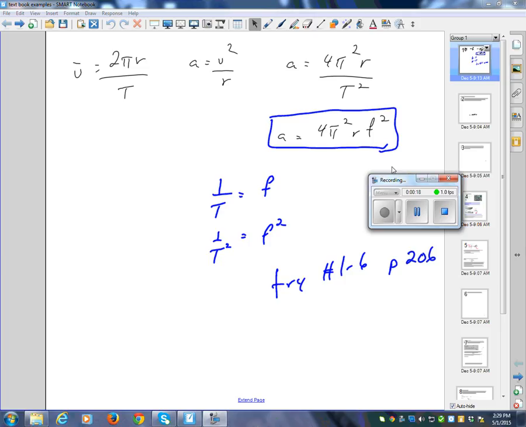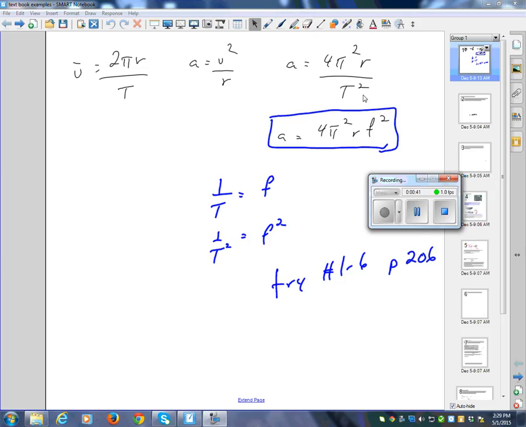Okay, I want to remind you of the following formulas. V equals 2 pi r over t. These are just a reminder of ones we've already seen. 2 pi r over t. A equals v squared over r, and a equals 4 pi squared r all over t squared.